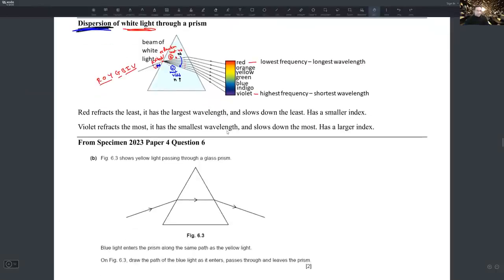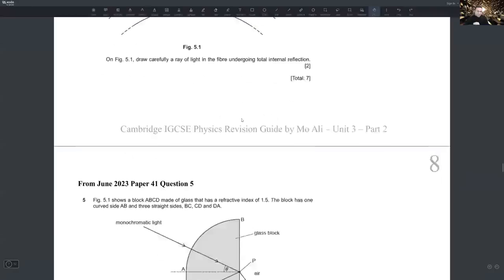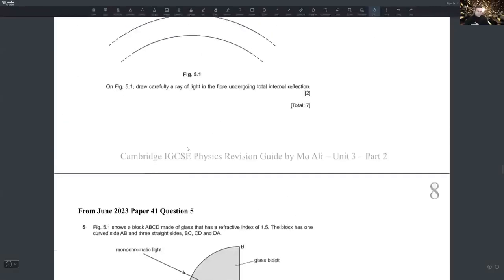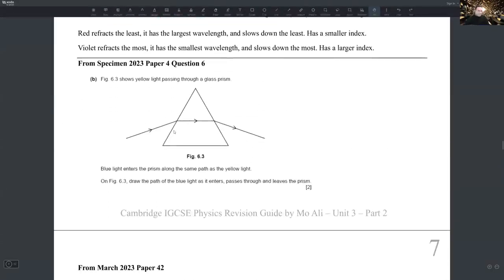And now we're done with refraction. But now let's solve a few questions. Some easy ones and some particularly nasty ones. Like this one, even though it's not very nasty in the end. But let's go, an easy refraction one.